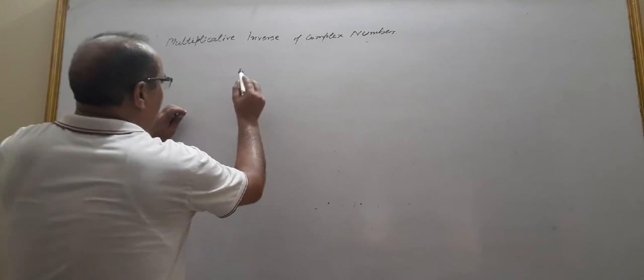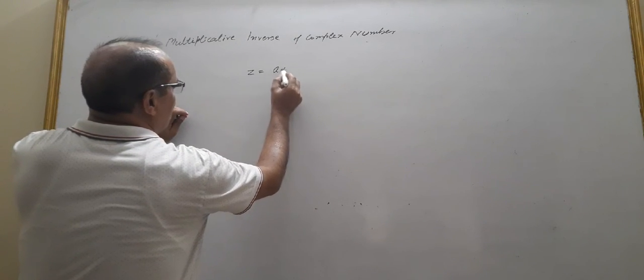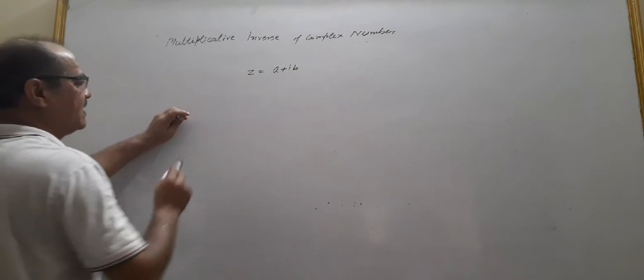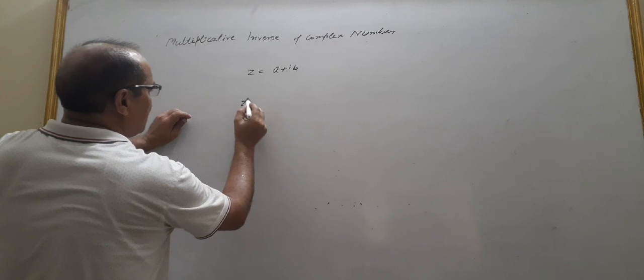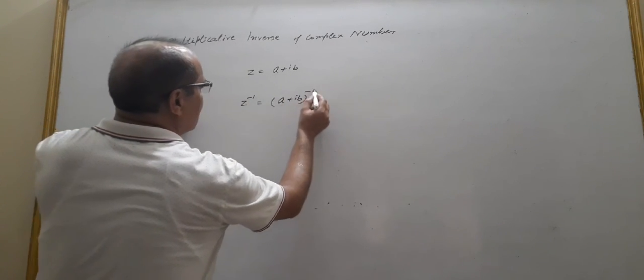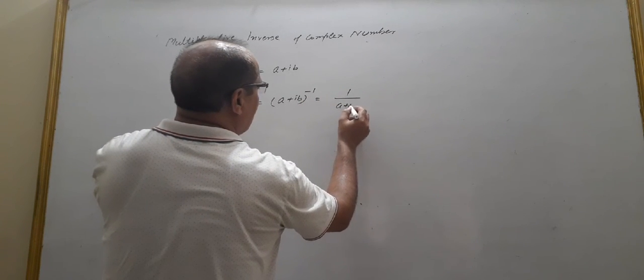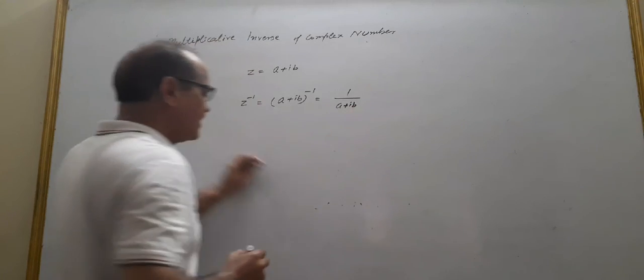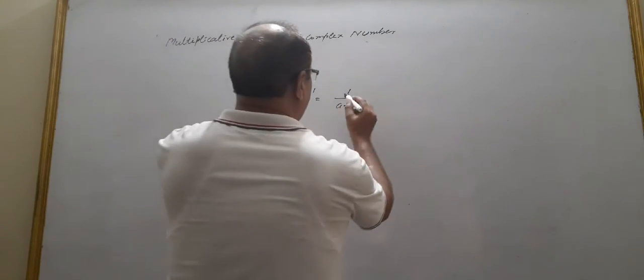Students, see the multiplicative inverse of a complex number. Let the complex number again be a plus iota b. The multiplicative inverse of complex number z is denoted by z power minus 1, which is equal to a plus iota b power minus 1, and this is to be written as 1 upon a plus iota b. Now, after writing this in this form, you have to write it as a proper fraction.